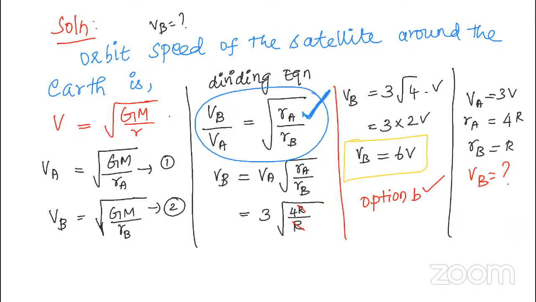In the formula, we have to keep this in mind. If we remember this, we can easily derive these formulas. V is equal to square root of GM by R, and VB divided by VA is equal to square root of RA by RB. What is this formula for? Calculating the speed. So for calculating the speed value, we have to readily use this one.